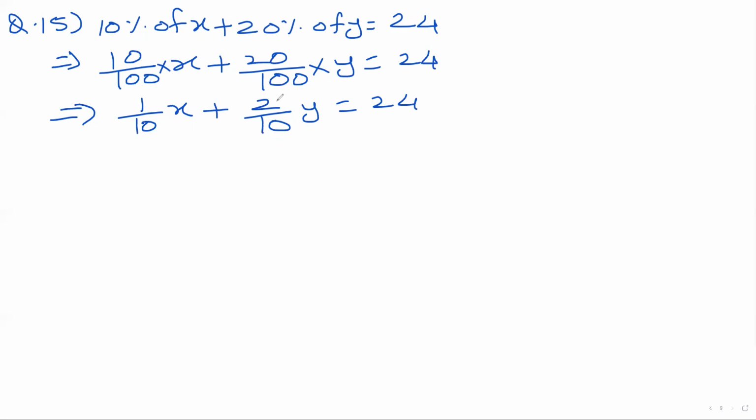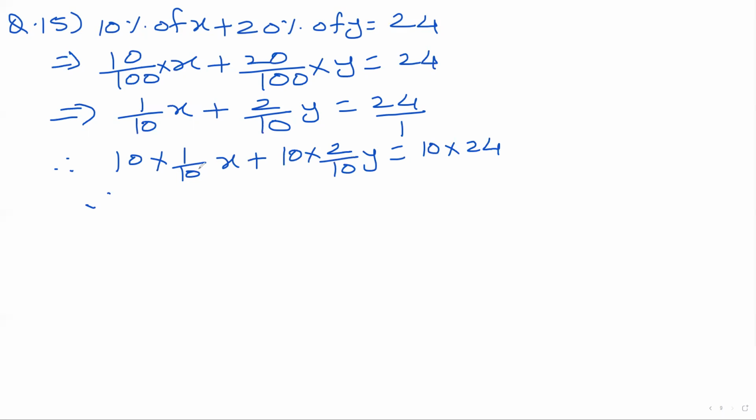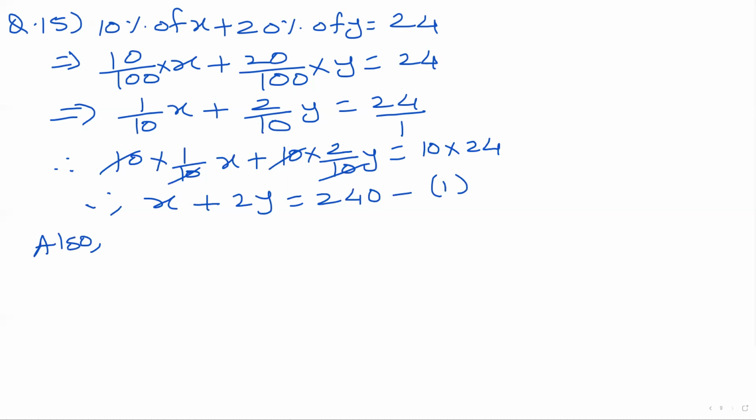Why did I not take 1 upon 5? Because ultimately we have to get the LCM. So the LCM is 10. So you get 10 into 1 upon 10x plus 10 into 2 upon 10y is equal to 10 into 24. So you'll get x plus 2y is equal to 240. Equation 1. Got it? And equation 2 is 3x minus y is equal to 20.